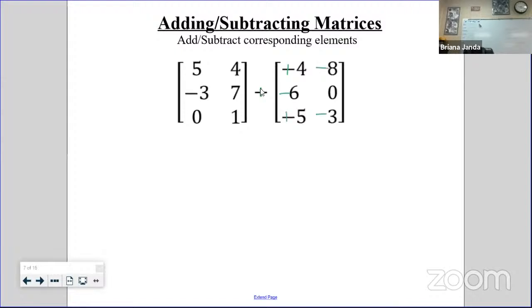So then if I go do that, we tend to make less mistakes when we are thinking addition versus subtraction. It is the same thing. I just distributed that negative through. So my answer again will be a 3x2, adding corresponding elements. So now 5 plus 4 would be 9. 4 plus -8 would be -4. -3 plus -6 would be -9. 7 plus 0 is 7. 0 plus 5 is 5. And 1 plus -3 is -2.